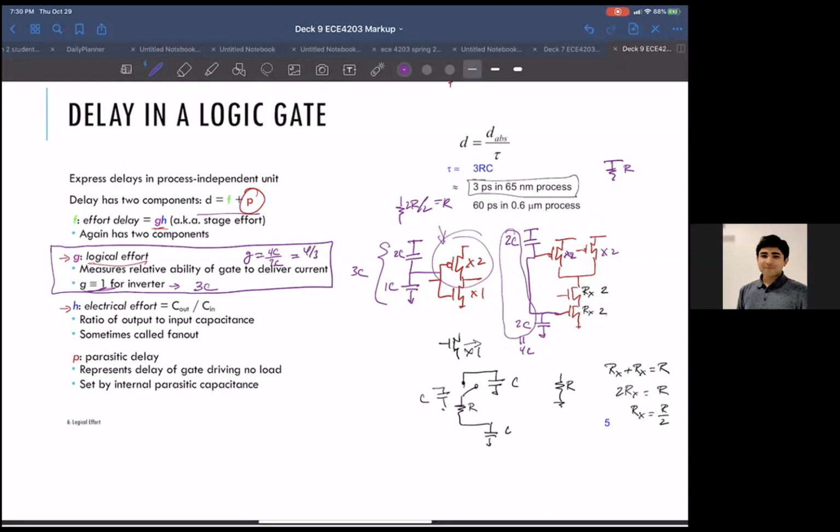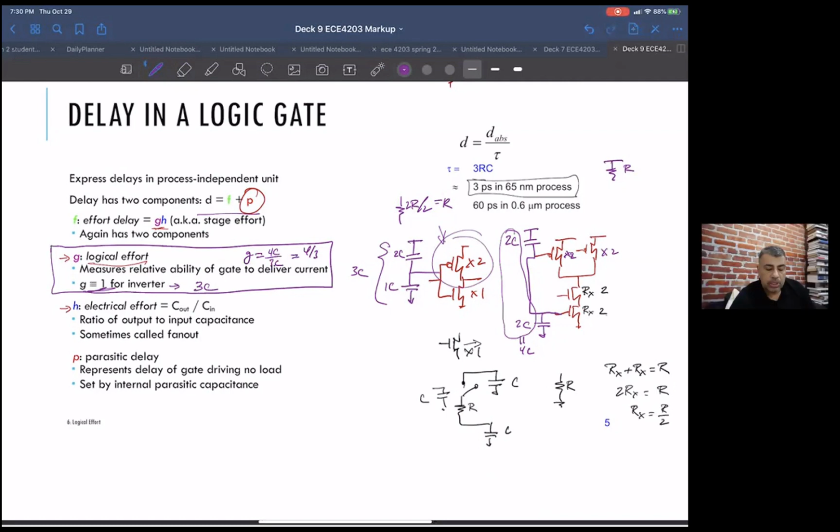Professor? Yeah. Quick question. So the G is just then a ratio? G is just a ratio of the gate capacitance of an input for whatever gate you have, to the gate capacitance of an inverter. Yeah, it's unitless. It's just a number. Everything we're talking about here is unitless, and at the end we multiply it by 3RC, which has units of time, and then you'll get a delay number. Okay.